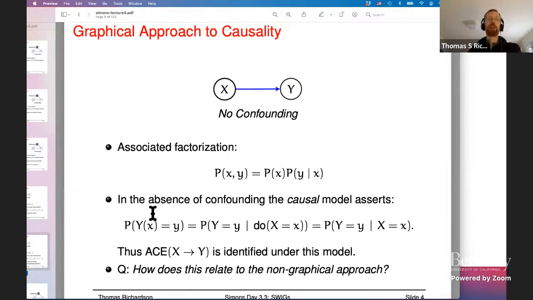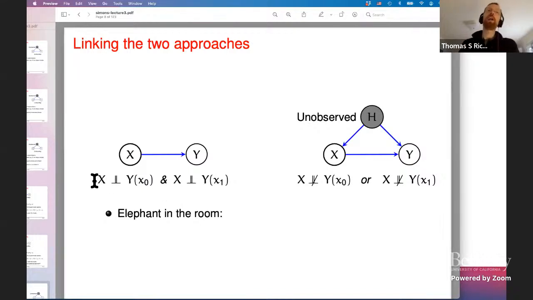So a question that you might ask is, how does this relate to the potential outcome approach? You'll recall, hopefully, that when I talked about the absence of confounding, we talked in terms of independencies. We talked about treatment being independent of the potential outcomes. In the potential outcome terminology, this would be called treatment assignment is ignorable or weakly ignorable. And then confounding corresponded to at least one of these independencies not holding.